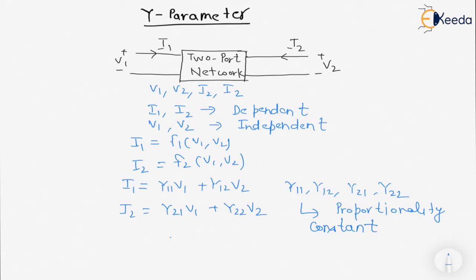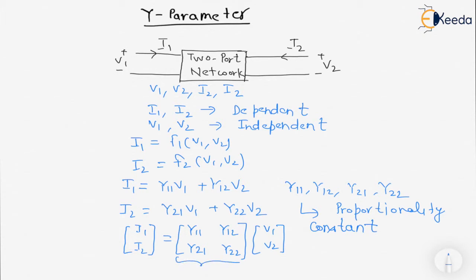We can write in terms of matrix also. This will be I1, this will be I2, and here y11, y12, y21, y22 and V1 and V2. So this is your Y. We can also write I is equal to Y into V. So Y is the admittance whose unit is mho.